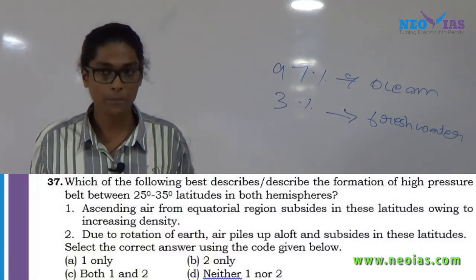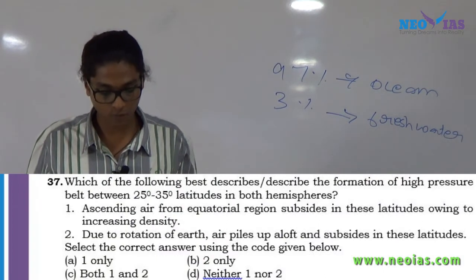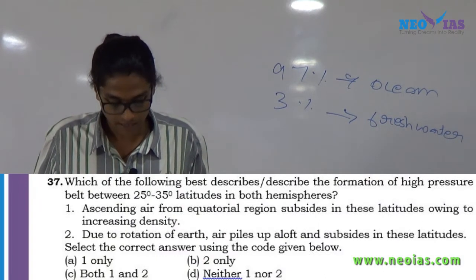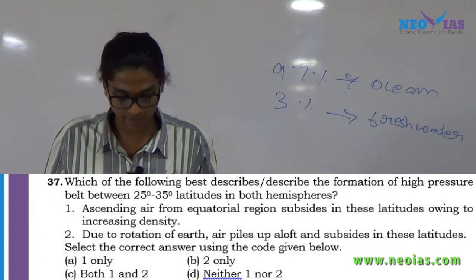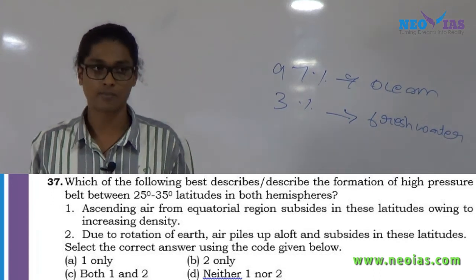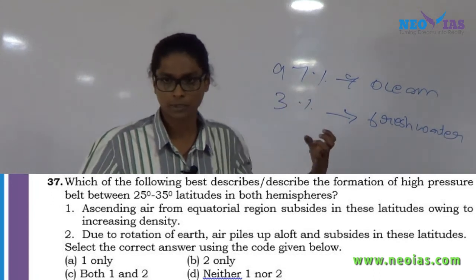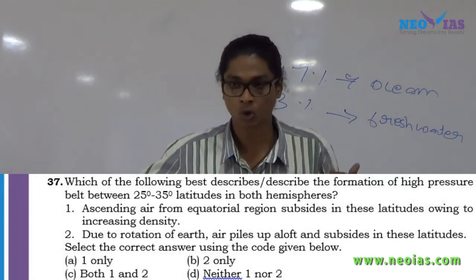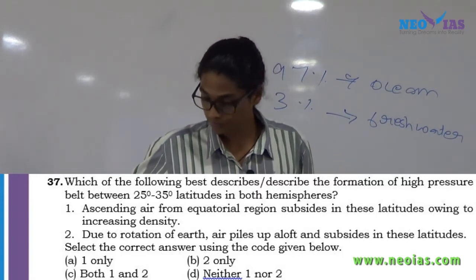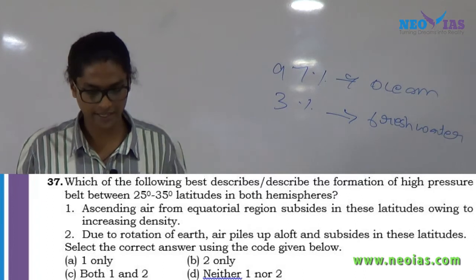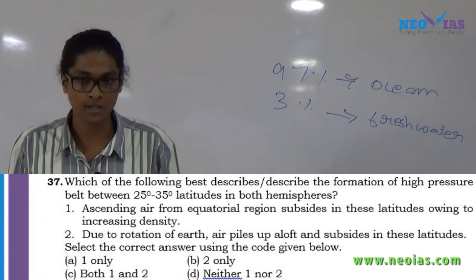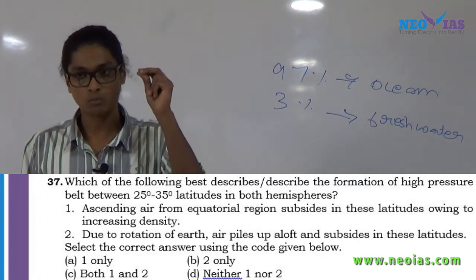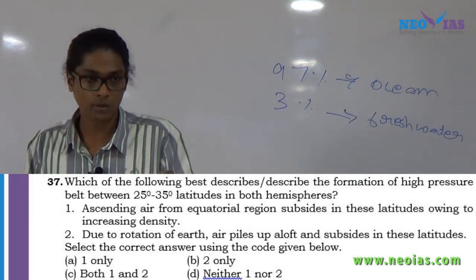Which of the following best describes the formation of the high pressure belt between 25 degree to 35 degree latitude in both hemispheres? Now what do we call that high pressure belt region? Subtropical high pressure belt, right? Now go through the statements. It is actually a two statement question and you need to understand both statements, then only you will be able to get the answer.